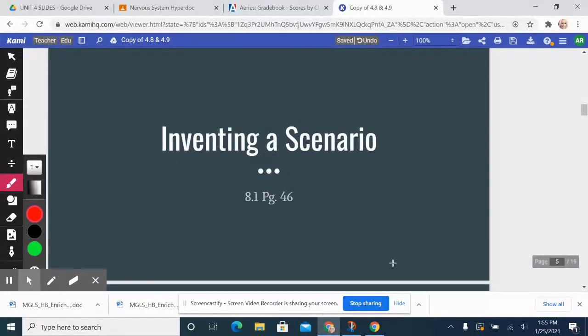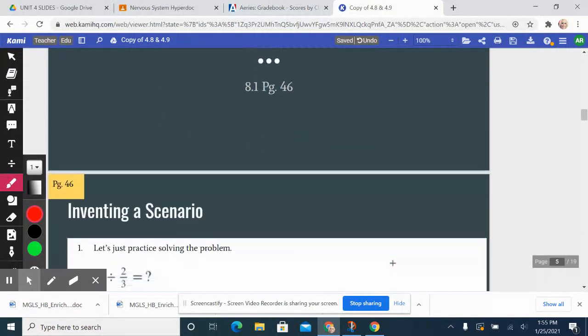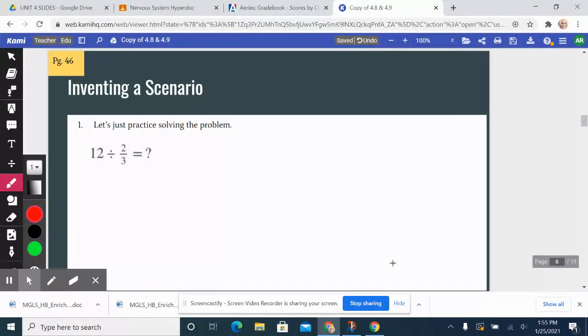Inventing a scenario. So page 46 in your book. They have something else for you in here where you would make up a question and this and that. I just want to get practice solving this.